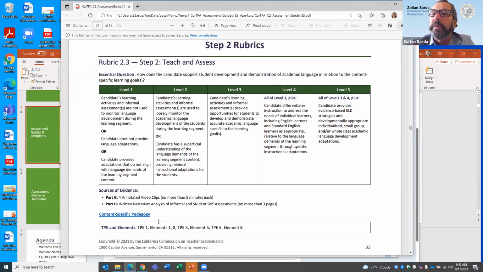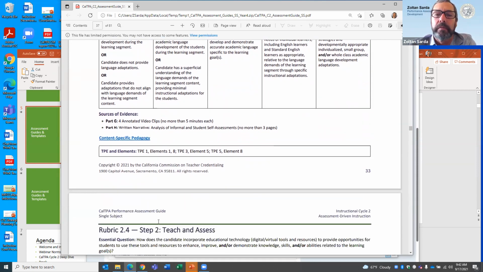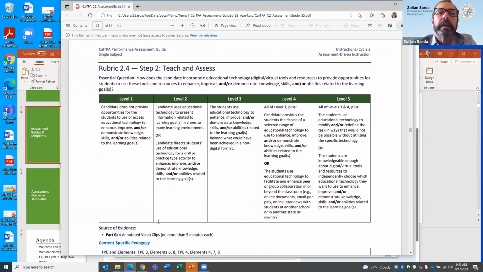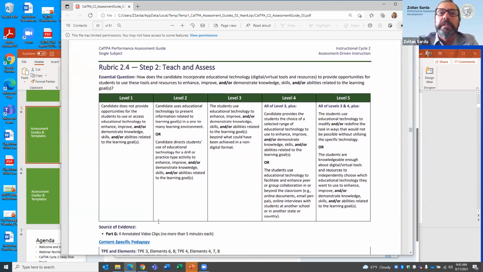And again, this goes back to that place where in a 3 to 5 lesson segment, you're probably doing that multiple times over 3 to 5 lessons, and that just gives you a lot to pull from in your video clips if you've recorded all of that. Again, as Cassandra said, how are the candidates incorporating educational technology?